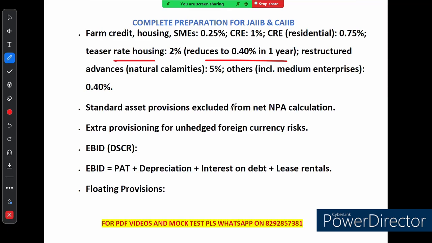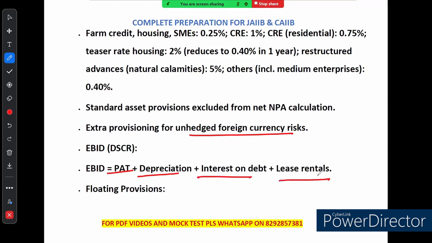Now keep in mind, standard asset provisioning is excluded from the NPA calculation. Remember it, standard asset provisioning is excluded from the NPA calculation. There is also extra provisioning for loans with unhedged foreign currency risk. Now lastly, EBID, earning before interest and depreciation, which is used in the debt service coverage ratio, that is DSCR, is calculated as profit after tax plus depreciation plus interest on debt plus lease rental.